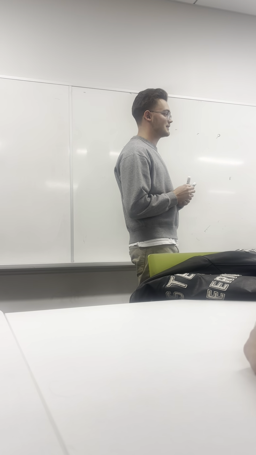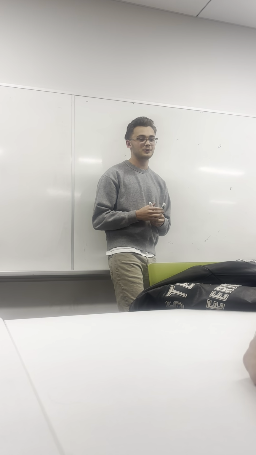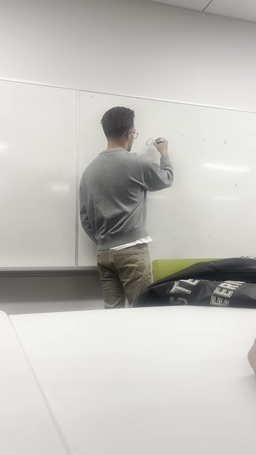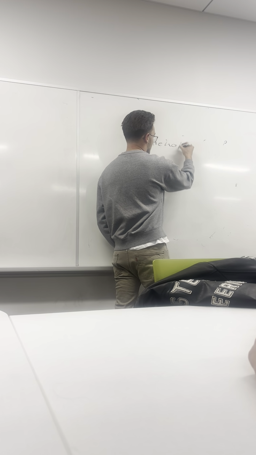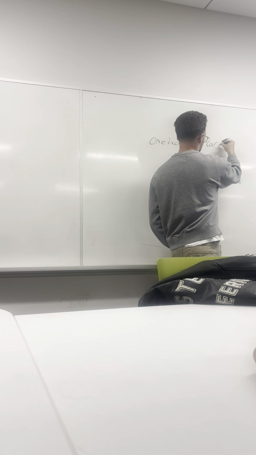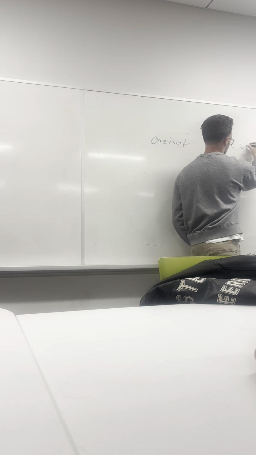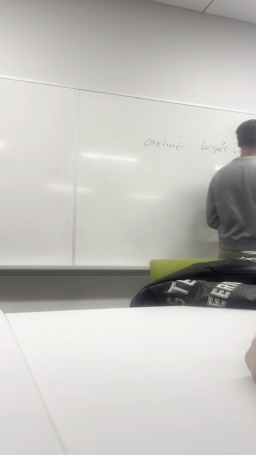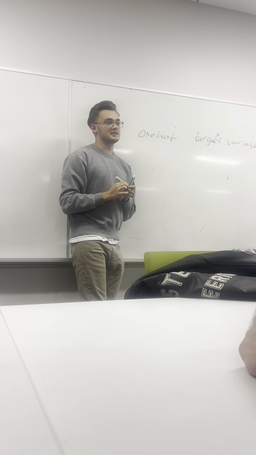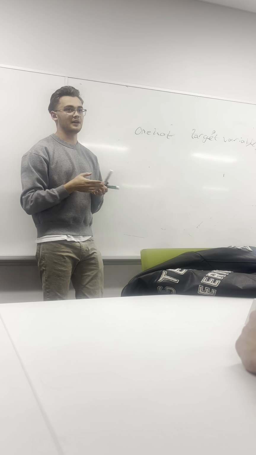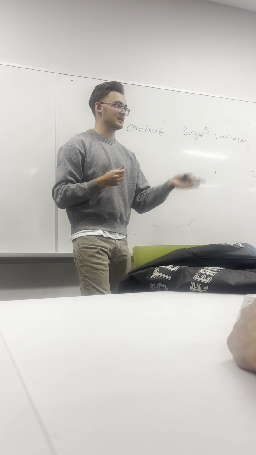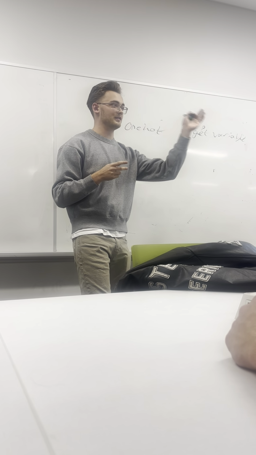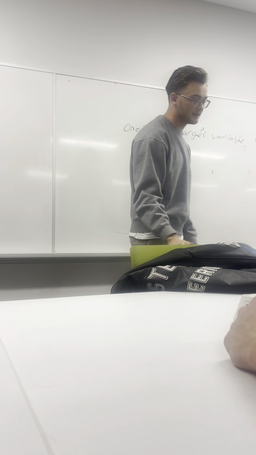So next, there are 3 types of encodings for categorical variables. Those are one hot, the target variable, and the ordinal. One hot encoding is the same encoding that we've all been using for categorical variables. You just substitute each category with a 1 and a 0, based off what it is.